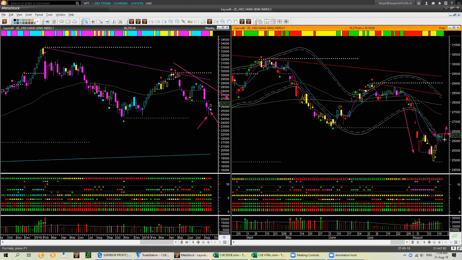That is using the technique of entering a long trade when price goes above the high of a breakout candle. When price goes above the high of a gap up candle, in that case, the stop will be just below the gap up candle. Right now, there is no trade setup in HSI.